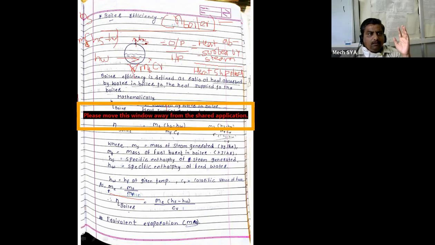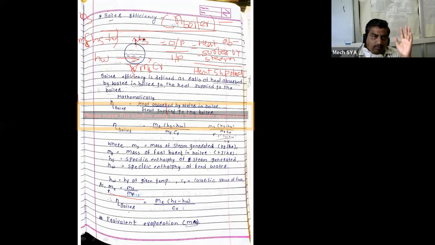How much is there? Initially the water has specific enthalpy HW, and finally the specific enthalpy of steam will be HS. The steam may be wet, dry and saturated, or superheated. So depending on the quality of steam, we can go to the steam table and find the HS value.